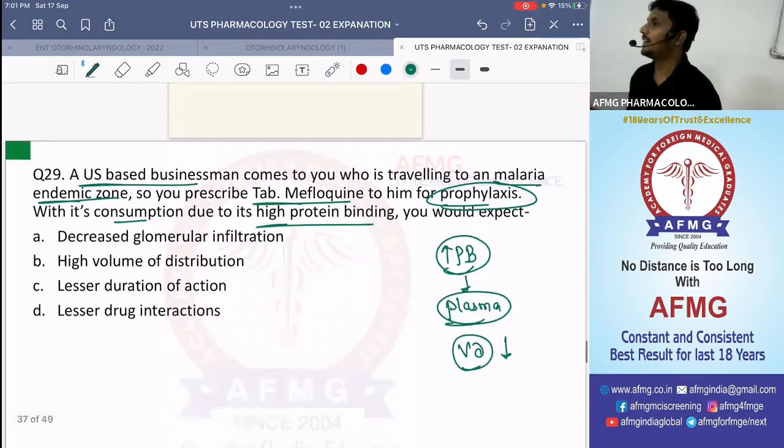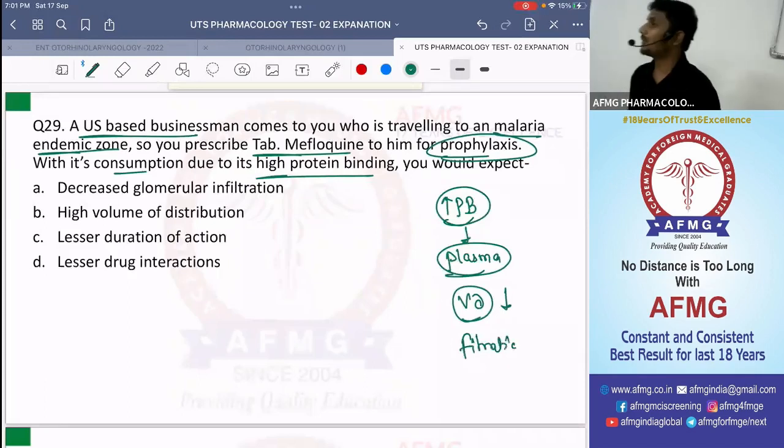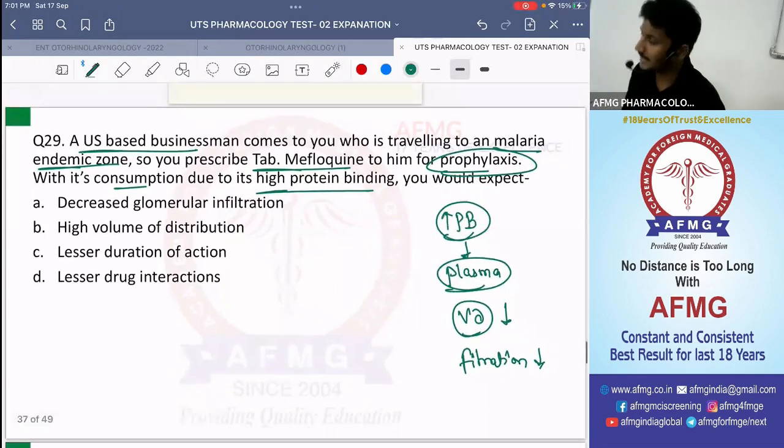Okay, that is the funda. And therefore, the filtration of this drug would also be low. Why? Because it is bound to plasma proteins, and proteins cannot be filtered out from the kidneys. The free form of the drug is eliminated during filtration, but not the plasma protein bound form. So a drug which has high plasma protein binding will have low volume of distribution and low filtration or clearance from the kidneys. So if the drug has high protein binding like mefloquine or chloroquine, highest is with chloroquine.